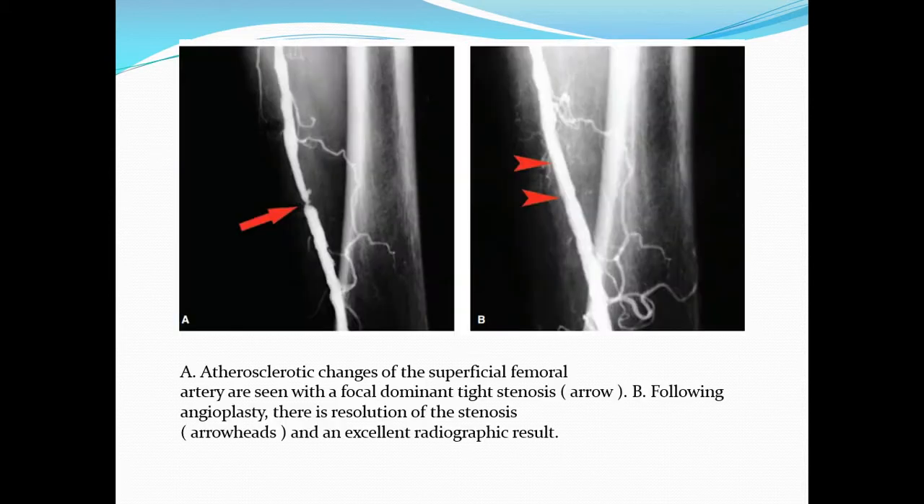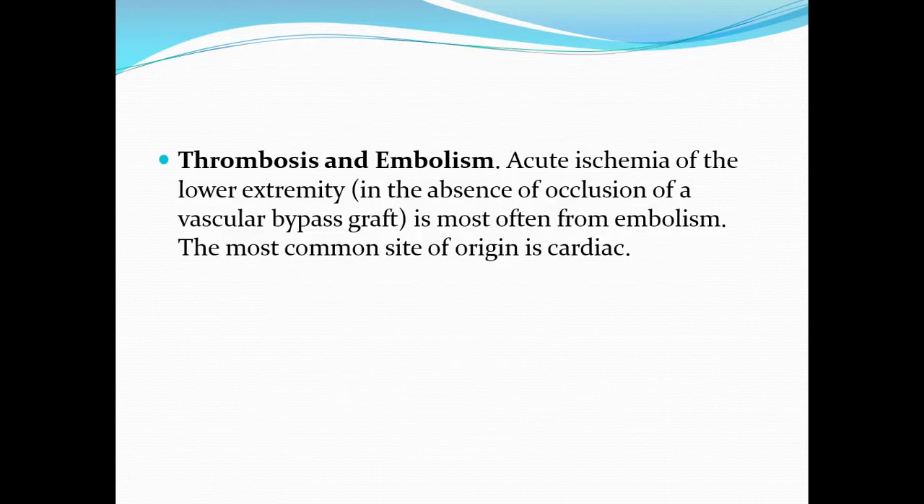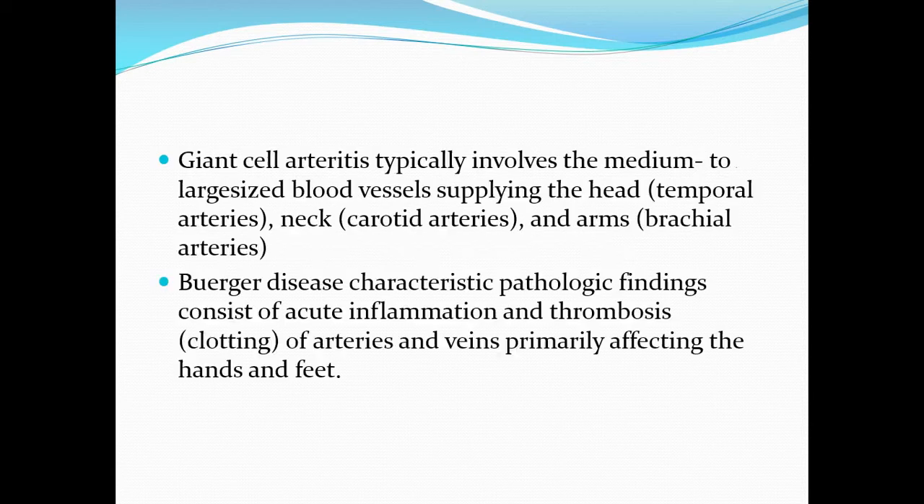For example, you can see here in the superficial femoral artery, there are multiple luminal irregularities and narrowings with one predominant stenosis here, which was treated by angioplasty, and you can see restoration of the lumen with satisfactory blood flow after angioplasty. Regarding thrombosis and embolism, the acute ischemia of the lower extremity in the absence of occlusion of a vascular bypass most commonly results from embolism, and the most common site of this embolism is cardiac.